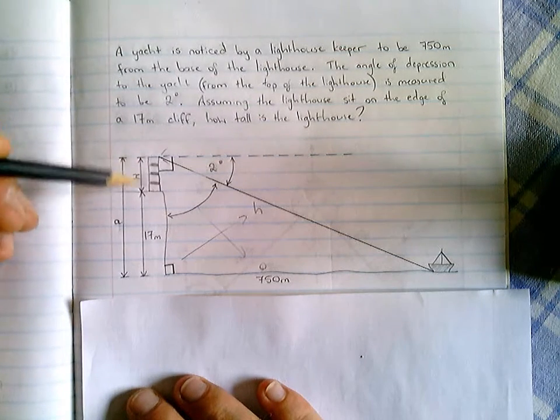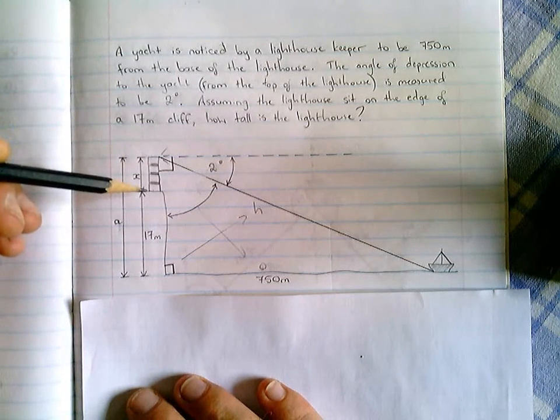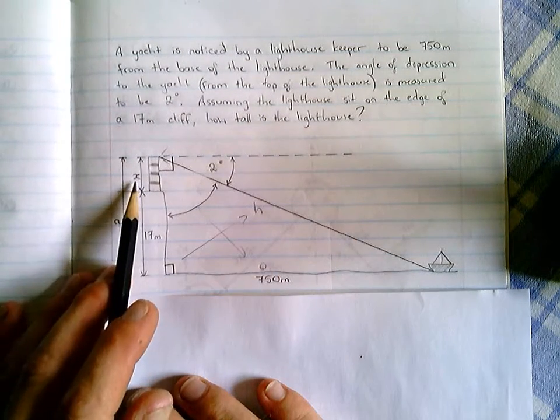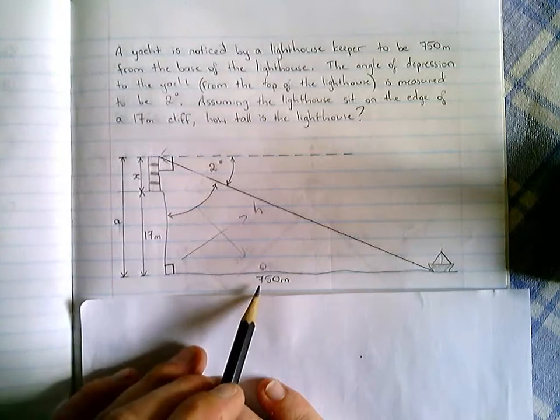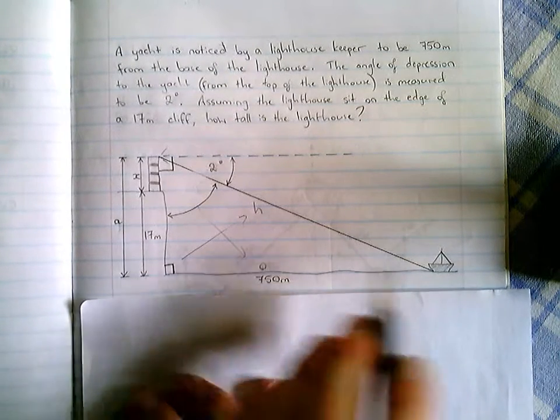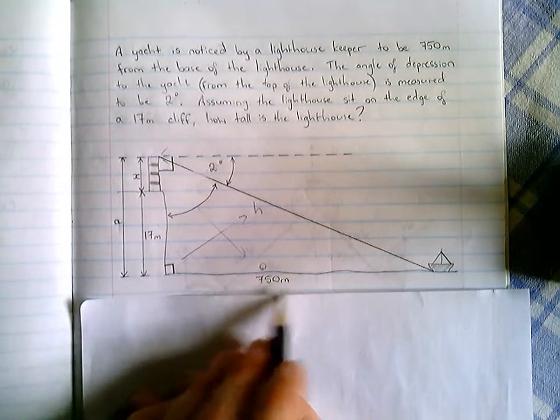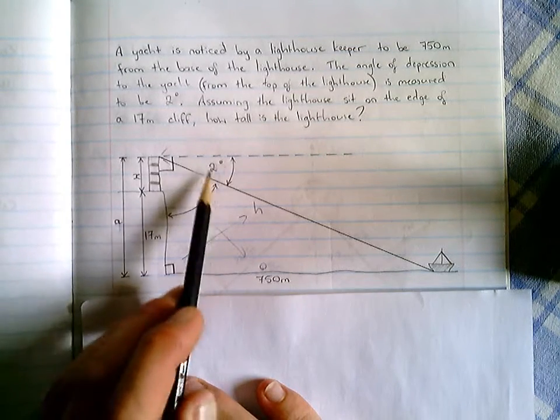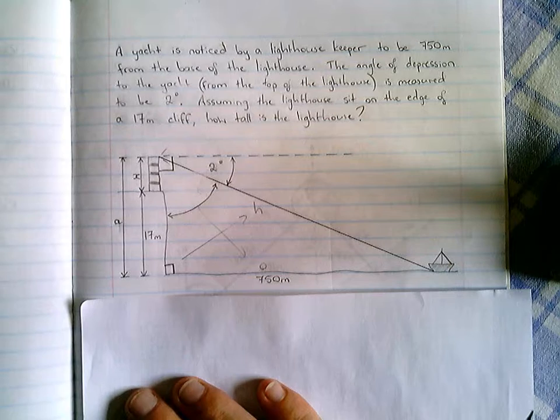The height of the lighthouse we do not know, there's no information provided as to how tall it is, and that's what the question is actually asking, so I've called it X. We are given this distance from the base of the lighthouse to the yacht to be 750 metres, and we are finally given this angle of depression.